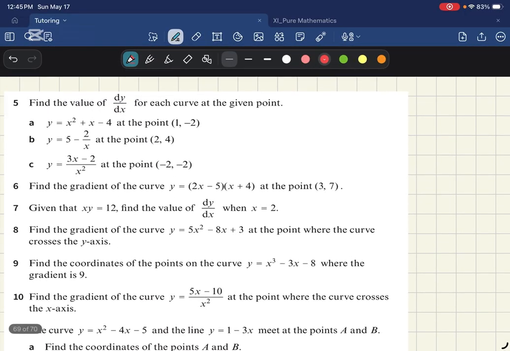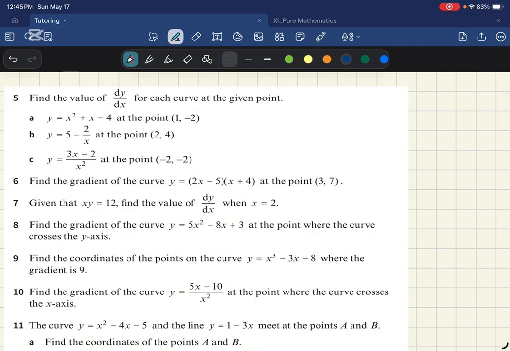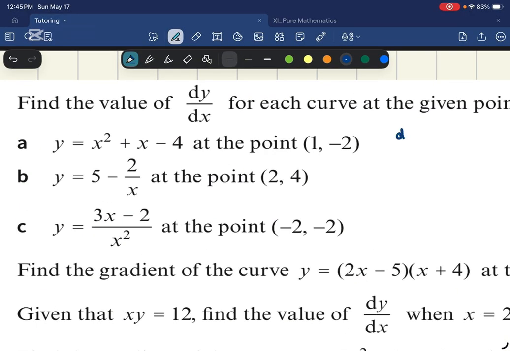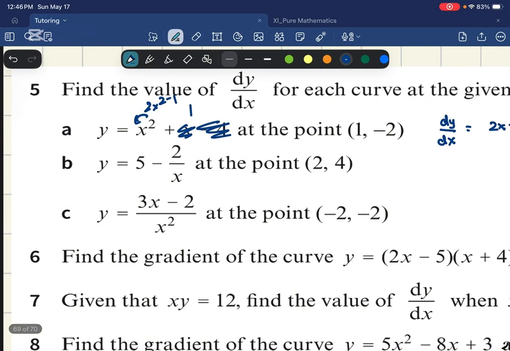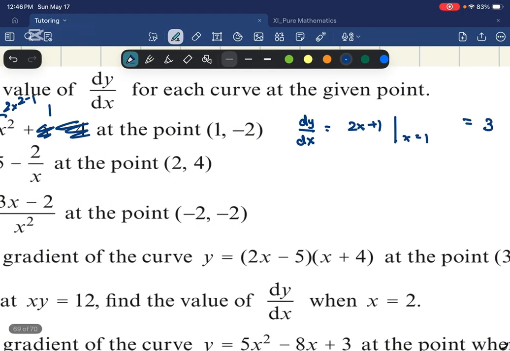Question 5. Again, it's the same question, you just want to find it out at a specific point. So dy by dx is going to be 2x plus 1, right? You bring 2 to the front. This is going to differentiate to 0. This differentiates to 1. The first term differentiates to 2x, 2 minus 1, which is just 2x plus 1. And then x is 1. So you're going to get 3.